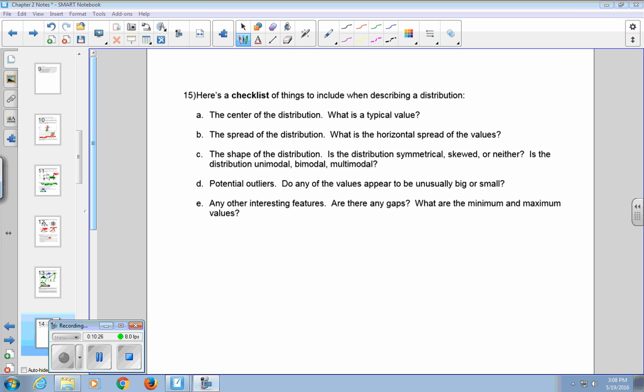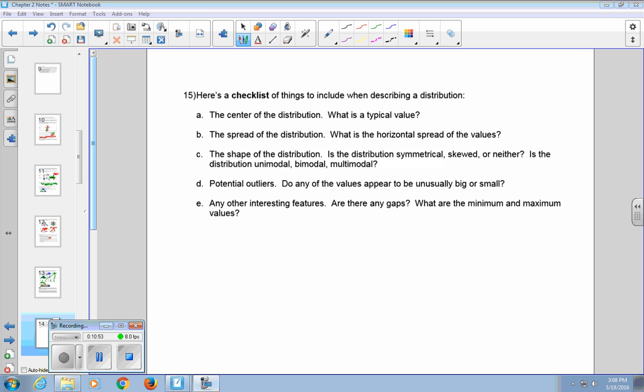Okay, number 15, here's a checklist of things to include when describing a distribution. I want to include the center of the distribution, in other words, what's a typical value. Talk about the spread of the distribution, what's the horizontal spread of the values. Talk about the shape of the distribution. Is the distribution symmetrical, skewed, or neither? Is the distribution unimodal, bimodal, or multimodal? If it doesn't fit into any of those categories, you can still describe the shape, describe what you see.